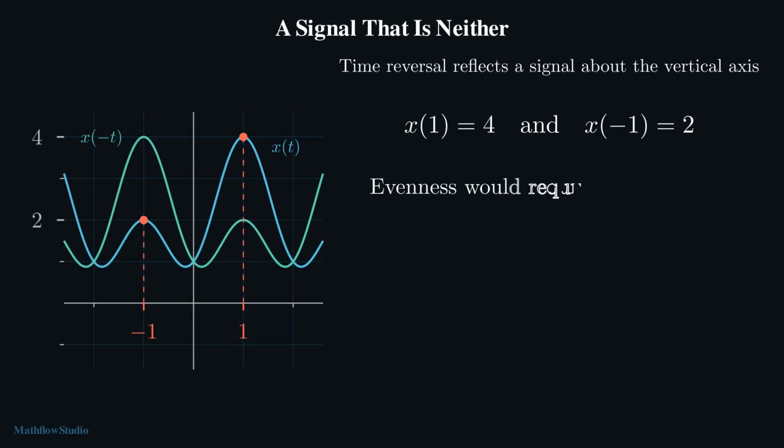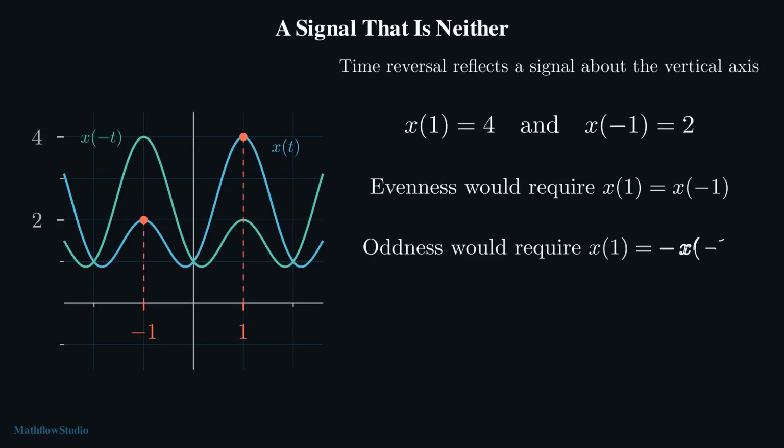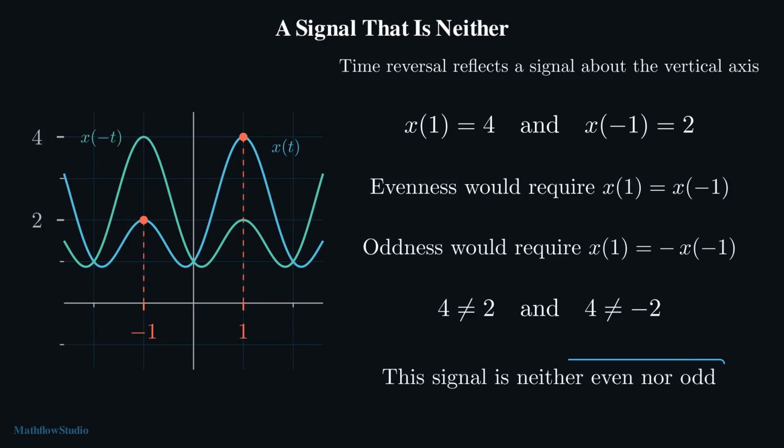Evenness would require those two values to agree. Oddness would require the second to be the negative of the first. 4 is neither 2 nor -2, so both conditions fail at that one instant, and one instant is enough.